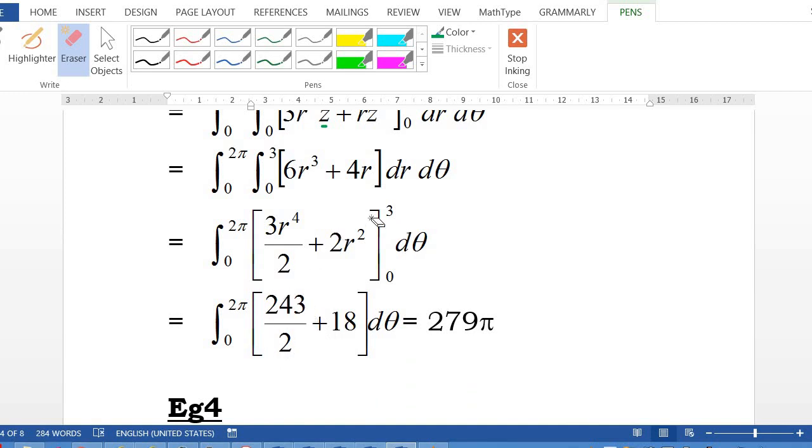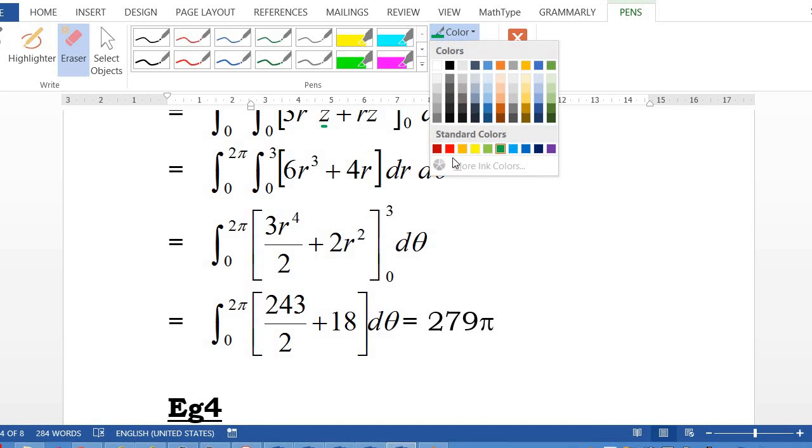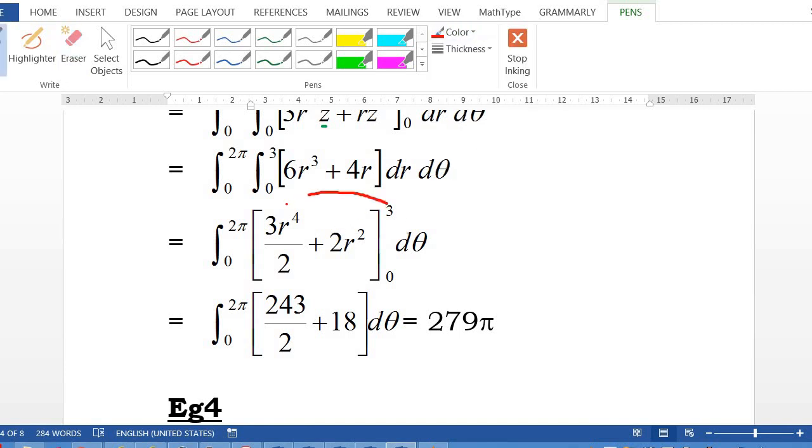You plug in r is 3. So we get 3 to the power 4, 81, so 81 times 3, 243 over 2. Plug in r is 3 for the other term: 3 squared is 9, 9 times 2, 18. Plug in 0, everything you get 0. And then lastly, this is a constant. Then lastly, integrate with respect to theta. We got this answer multiplied by 2 pi, which is 279 pi.